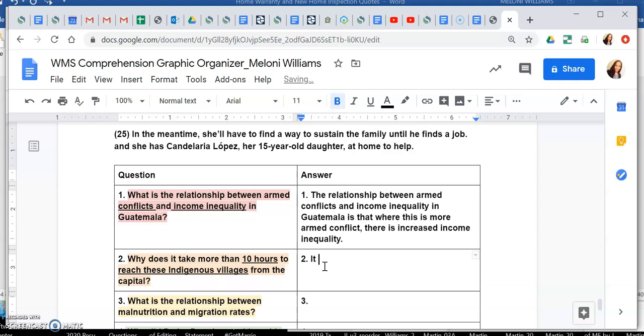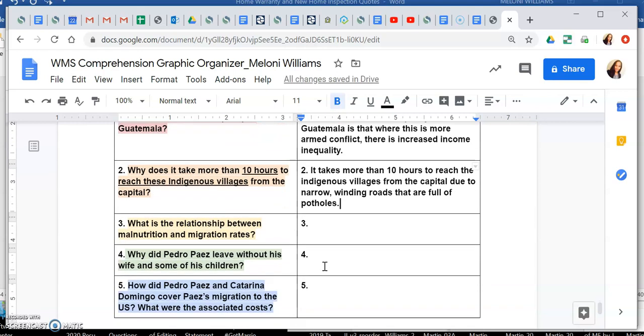So it takes more than 10 hours to reach the indigenous villages from the capital due to narrow, winding roads that are full of potholes. So it makes it difficult to drive.